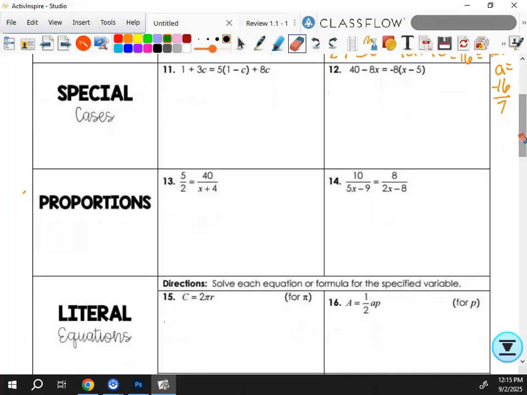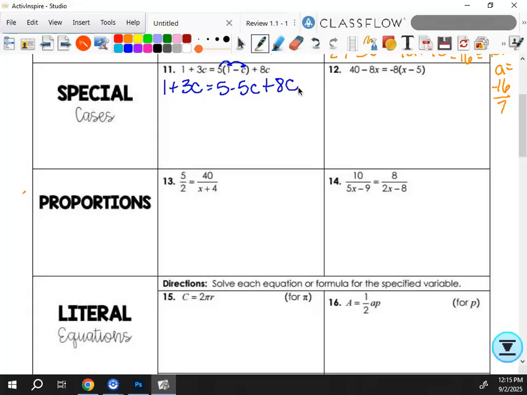Distribute? Okay. Could we move the 8C? Yeah, but distribute is probably what most of us would do, so that's what I would do. So we're going to distribute the 5. All right. So I still write on the left, 1 plus 3C equals 5 minus 5C plus 8C.